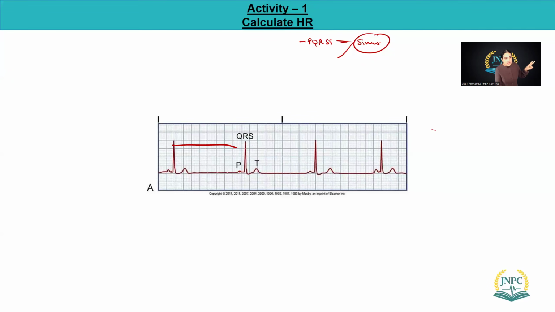So think about this gap between R to R. It's kind of the same. So now one thing is sure that this is sinus rhythm. Now, is it normal? It could be sinus rhythm, can be normal, can be bradycardia, can be tachycardia, right? So now let's see. 60 to 100 is your normal rhythm, right? So from here, big boxes: we have 1, 2, 3, 4, 5, 6, 7, 8, and then a little bit here, 8.5.